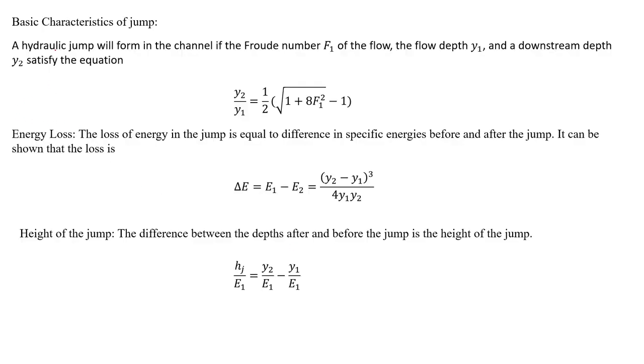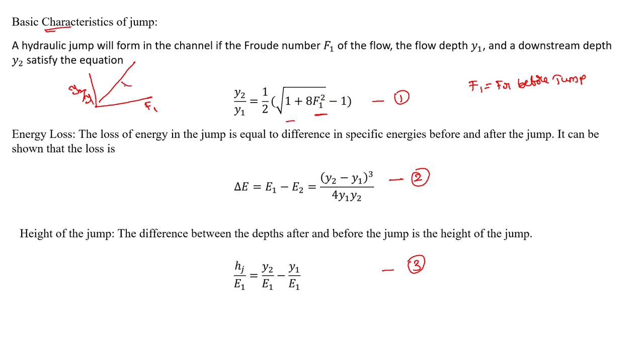Let's see the basic characteristics of the jump. These are the important equations for solving the questions. If you remember these three equations, 99% you will be able to solve the questions on the hydraulic jump. The first equation is the relation between the depths and the Froude number before the jump. Here F1 is the Froude number before the jump. If you draw a line between y2 divided by y1 and the Froude number F1, it follows a straight line, and this particular equation is the equation of this line.